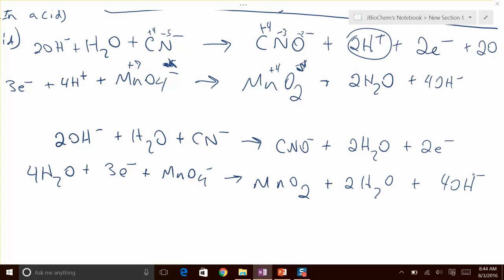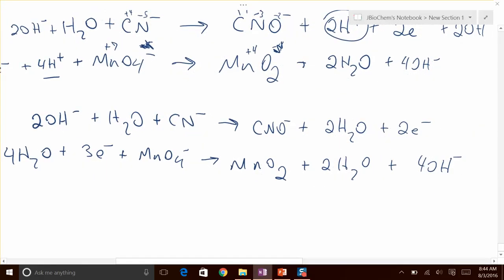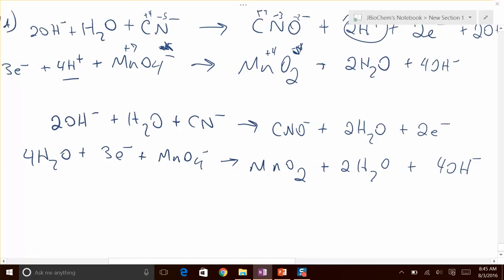Why did you rewrite it on the other side, the top one? Did you just copy it exactly? I didn't copy it exactly. I combined the OHs with the H pluses to form water. So this has 4OHs plus 4H pluses. Those combine to form four water molecules. Now, the number of electrons are not balanced, so I need to balance the electrons. I need to multiply the top by 3.